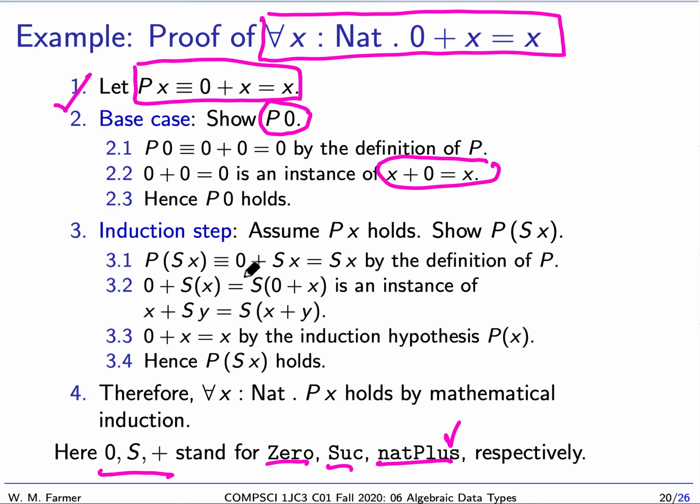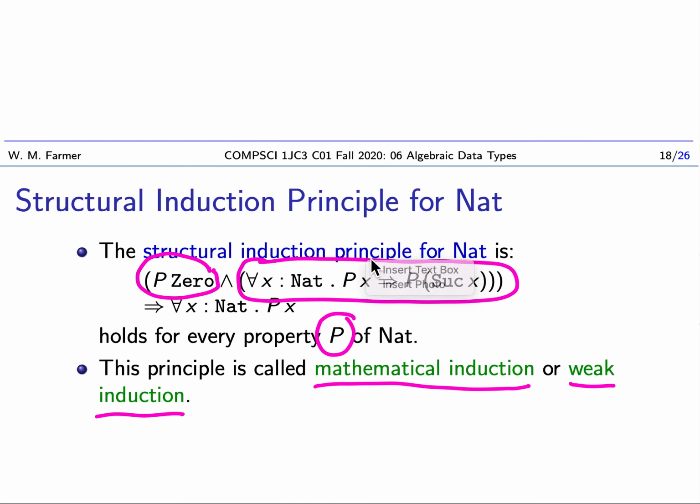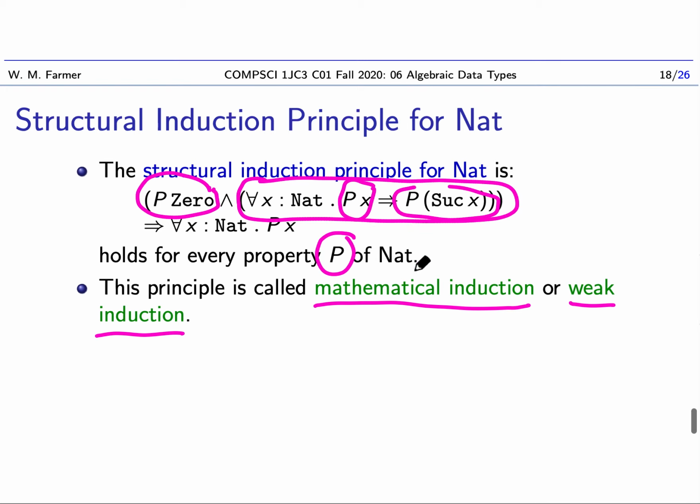Let's go to the induction step. In the induction step, we start by assuming that the property holds for x, and we have to show that the property holds for the successor of x. That's what it says right here. We're proving a universal statement, so we pick an arbitrary x. Now we have to prove an implication. We assume this and try to prove this. That's exactly what we're going to be doing.